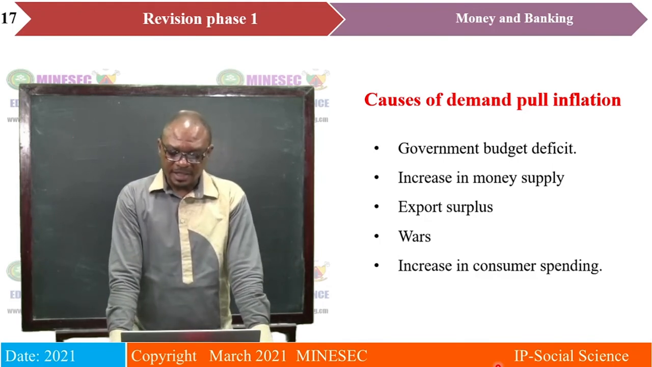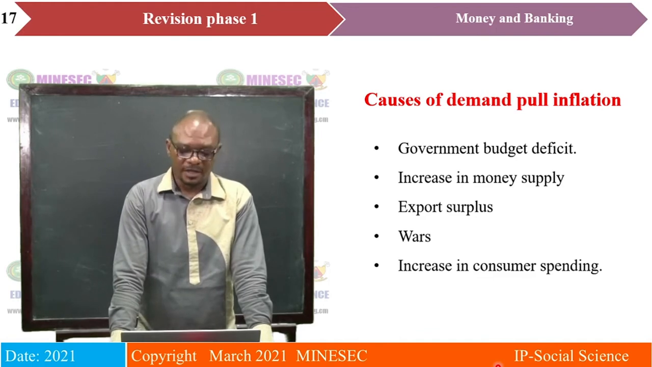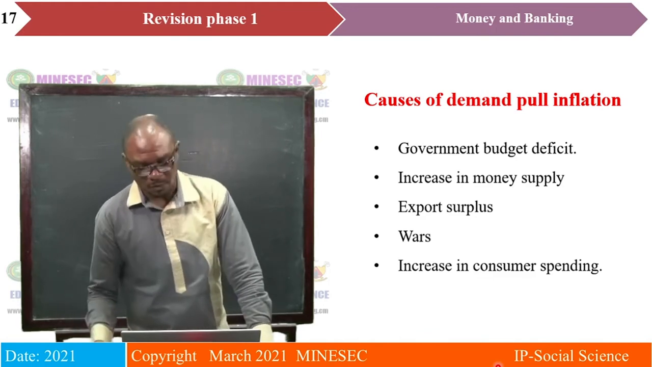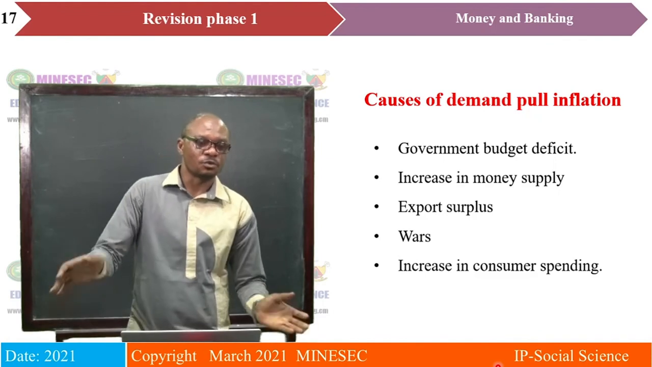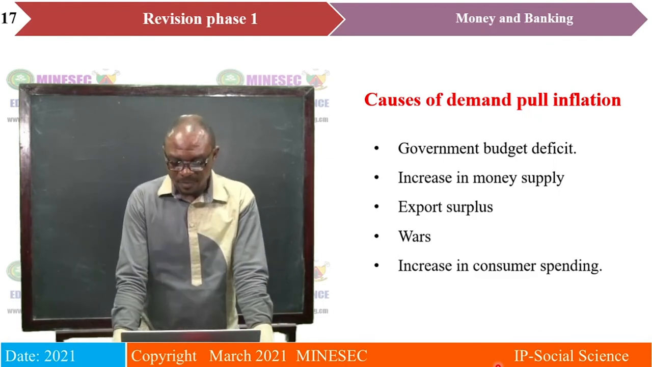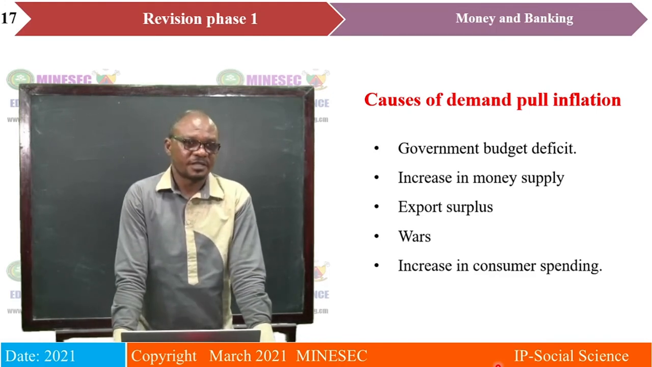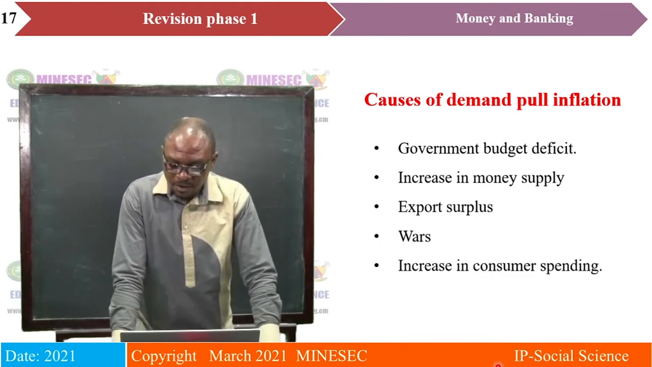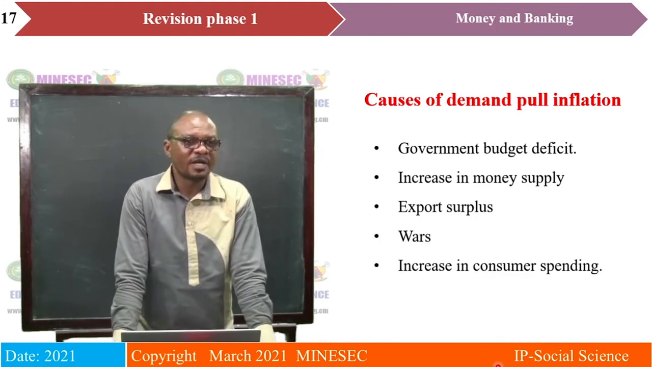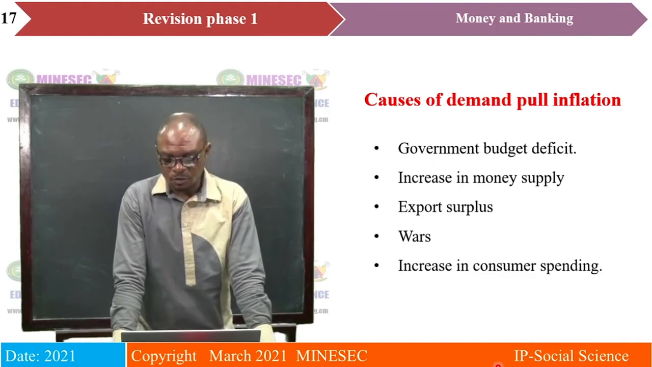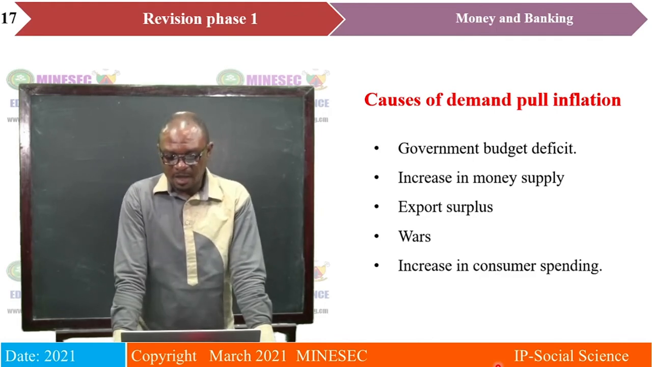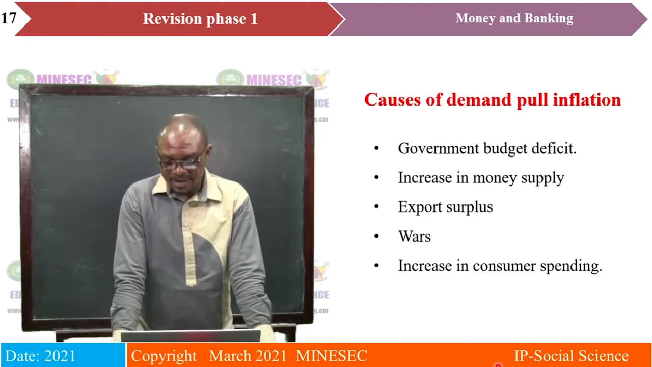If we want to look at the general causes of demand pull inflation, then we'll look at those factors that will make demand rise, that will basically lead to a rise in price level. First, we have government budget deficit. Remember, a budget deficit exists when government spends more than its tax revenue. So when there is a budget deficit, more money will be pumped into the economy, and if output does not increase accordingly, then price level will rise.